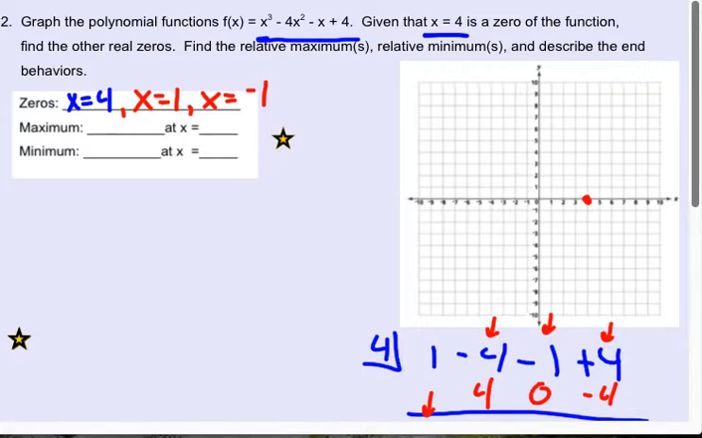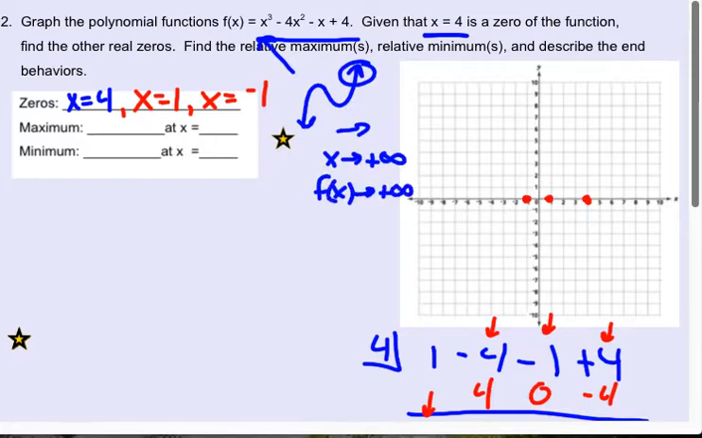4 is one of the zeros, 1 is another 0, and -1. And we can kind of rough in our graph now because our leading term here, x cubed, it's 1x cubed, that's positive, so being it's a cubic, it's going to have to look something like this. My end behavior on the right hand side is x is approaching positive infinity. F of x has to be positive also. So the furthest 0 to the right here is at 4. So I know it's going to come in something like this. It's going to wind down, up, and then back down.